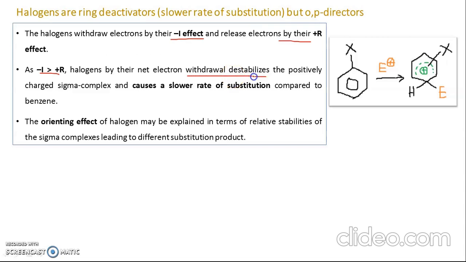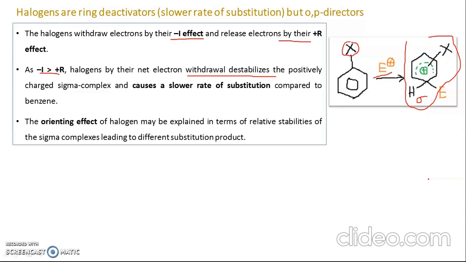Now the minus I effect is winning over the plus R effect. So by their net electron withdrawal, they will destabilize the sigma complex that will be formed after halogenation. This is X, that is any of the halogens, and this is our incoming nucleophile. This is the sigma complex, the intermediate arenium complex. There is a positive charge generation, so if the minus I effect is more than the plus R effect, it will destabilize, and as a result there will be a slower rate of substitution. So basically it is a deactivating group, not an activating group. That is all about the activation.